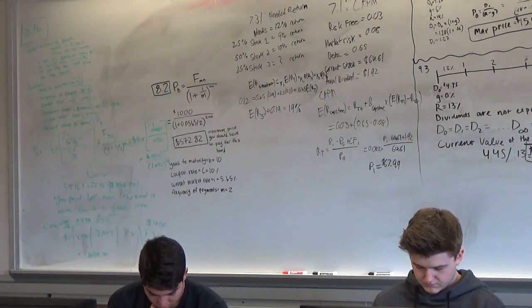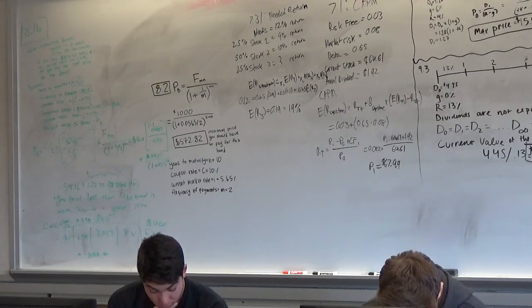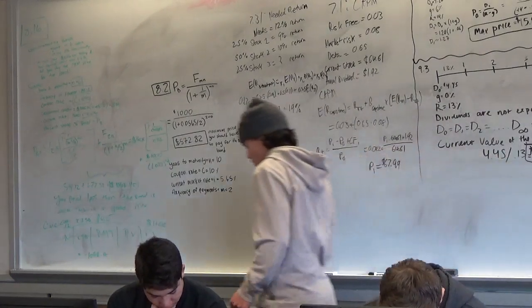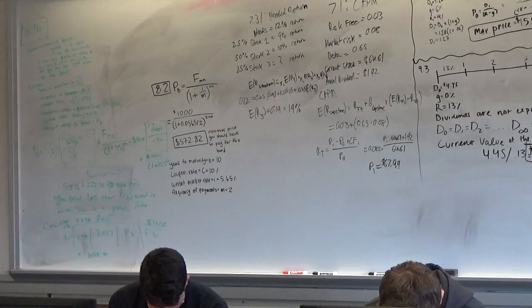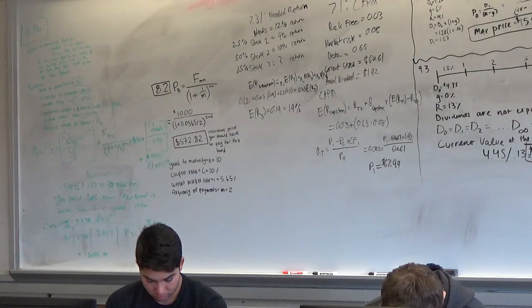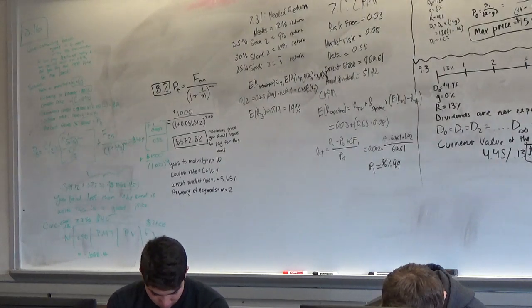So you're going to do 47.85 equals D0 times 1.12 plus 1.13 plus 1.14 plus 1.43 plus 17. When you do that, you're going to get 47.85 over 22.26. And if you divide those two, it equals 2.15. So that's your answer.